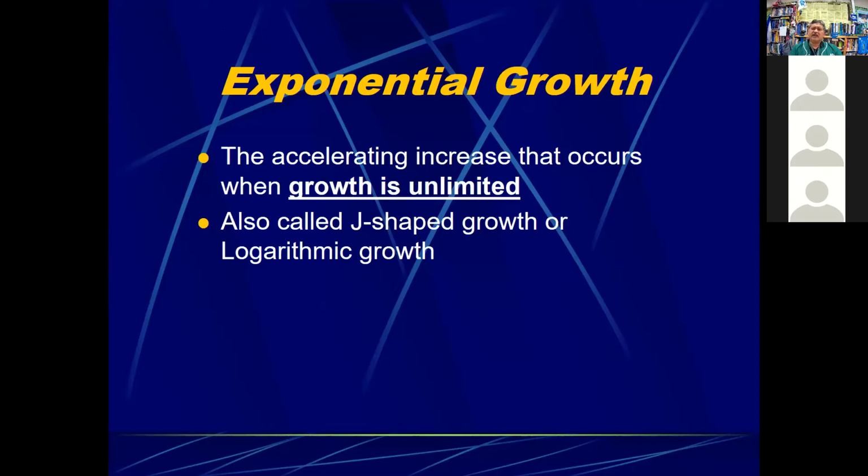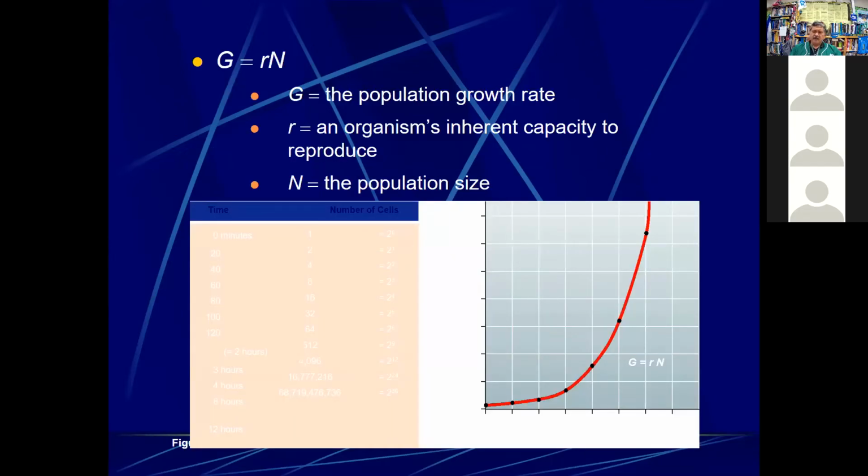Exponential growth is when growth is unlimited. It's also called J-shaped growth or logarithmic growth, or sometimes we just call it log growth. That's what happens at the very beginning of a population when just a few organisms are in the population and they reproduce unchecked. So that is logarithmic or log growth, J-shaped growth, exponential growth.